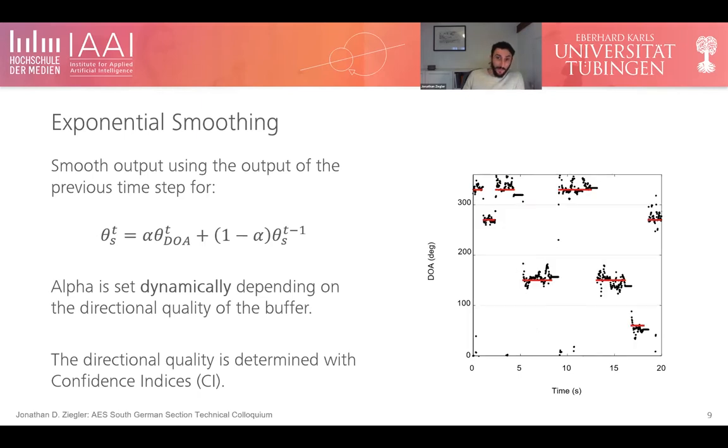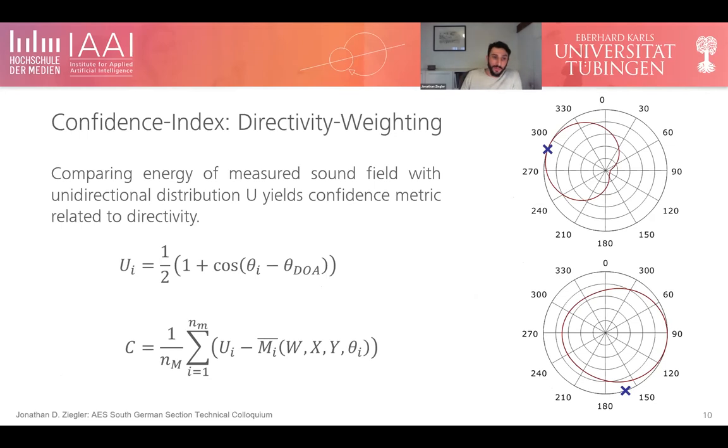And taking all these smoothing methods together, you can get from this very noisy directional output to something that looks more like this, where you can still have these rapid changes in a few milliseconds. This tracker is capable of jumping between individual speakers, but it's still stable enough that we can feed a beamformer with this positional information. So let's look at the first and most important confidence weighting mechanism that we used, and that's the directivity weighting.